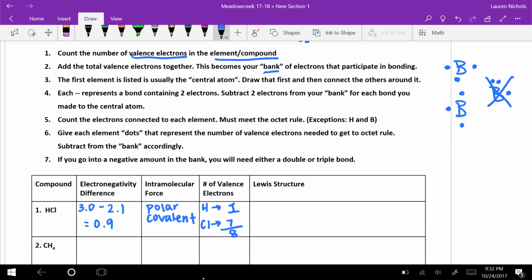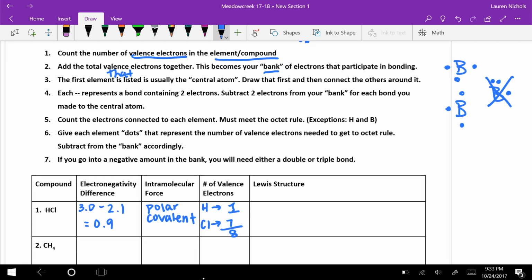You can think of drawing a Lewis structure as building a house, but instead of building a house, you're building a compound. And the bank of electrons is the money that you have to withdraw in order to get the materials to build your house. So it says the first element is listed. It should say that is listed. Good job, Miss Nichols, with your typing. Is listed is usually the central atom.